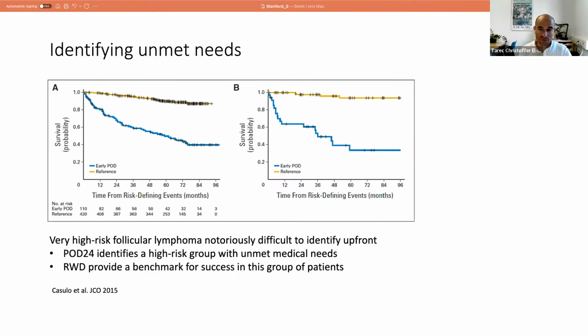But then you can use real-world data to identify the unmet needs. For example, despite that the vast majority of patients with follicular lymphoma actually do very well, these data from 2015 really identified that patients with early progression are the ones that have really poor overall survival. So this is a high unmet need in follicular lymphoma, and probably an area that is already in focus.